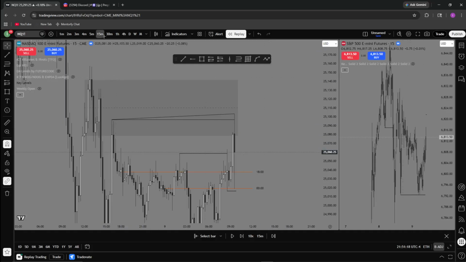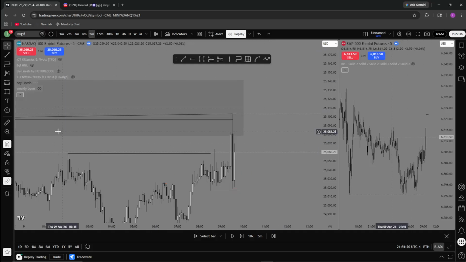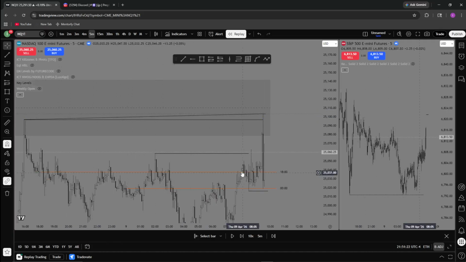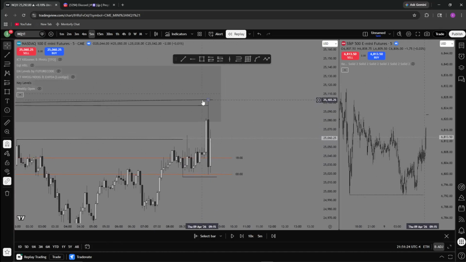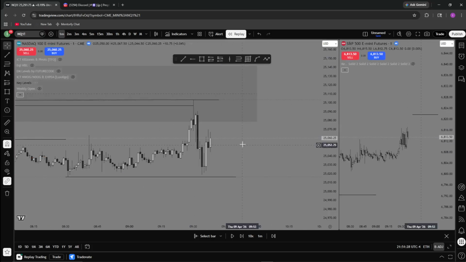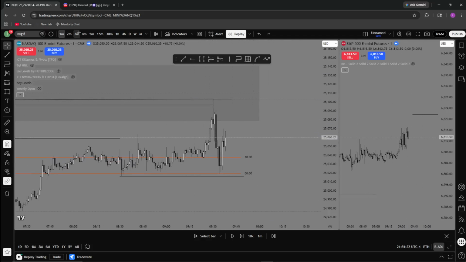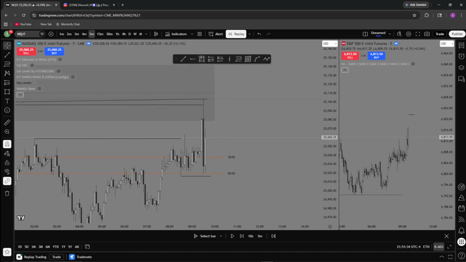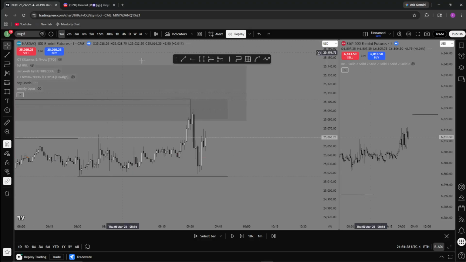But once we ended up sweeping out this high, we got this SMT and we got this 5-minute RV. I didn't really think that we would sweep out this high that we put in here, and we put in a 5-minute RV, not order block, RV. And so I just took shorts out of it.